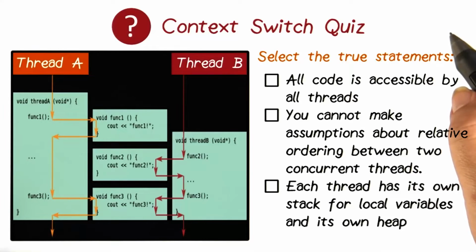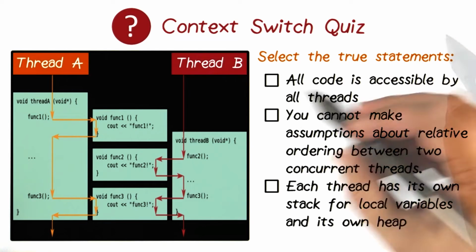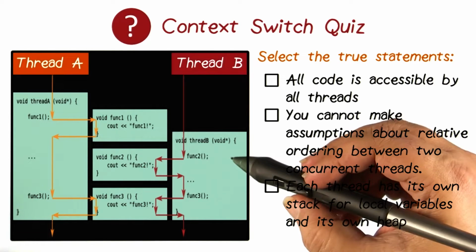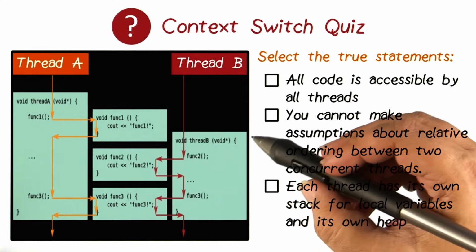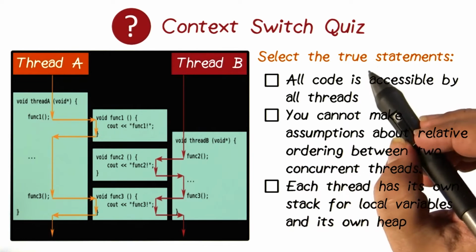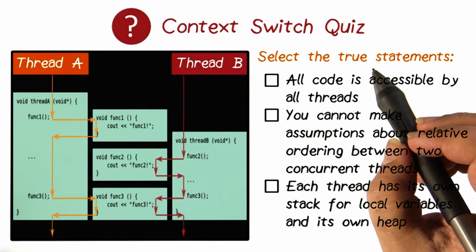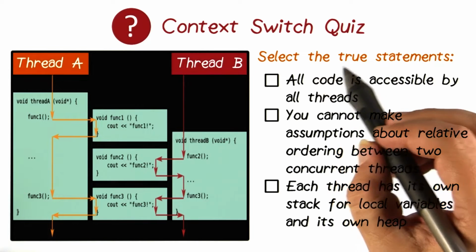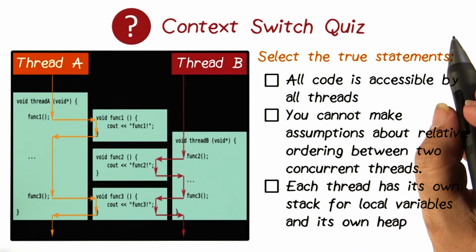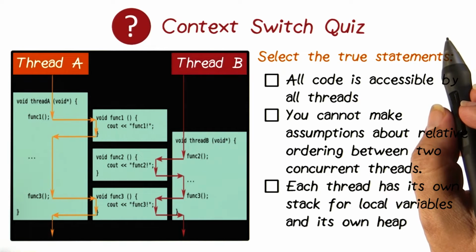Let us now see what really exactly happens between a context switch, especially with regard to the interactions between the threads. So we are showing here two threads which are executing certain functions and so on, and their execution paths are shown over here. Thread A is marked in yellow and thread B is marked in red. And based on this, please select the answer that are true on the right hand side.